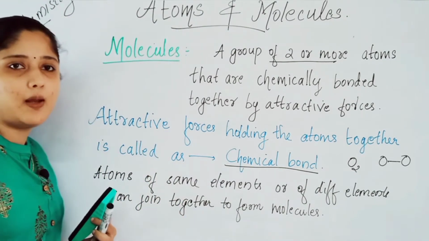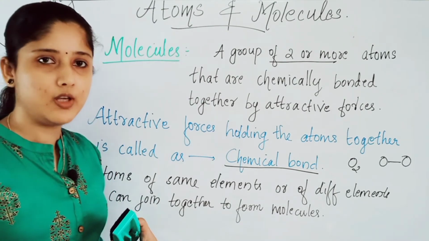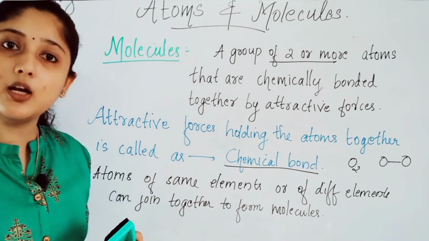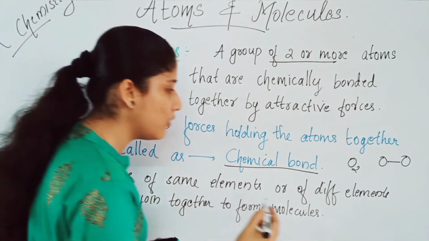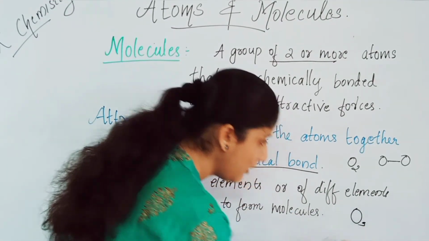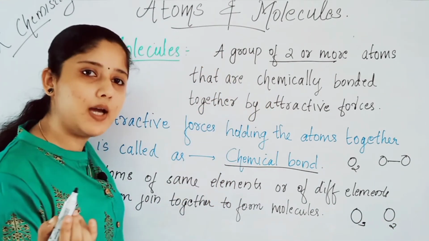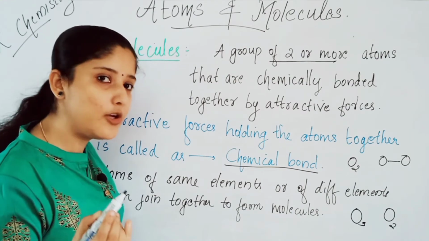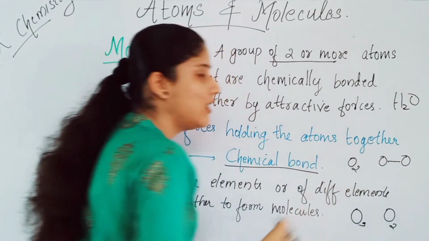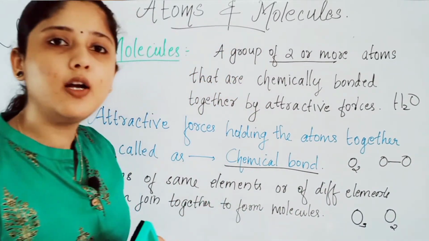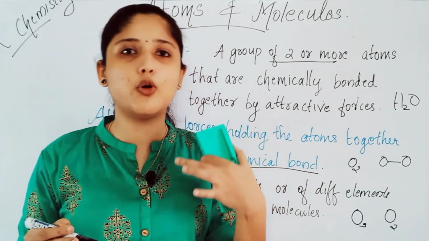Atoms of the same element or of different elements can combine together to form molecules. You already know that ozone is O3, or oxygen is what? O2. That is, same atoms are combined to form an oxygen molecule. But consider the case of water, H2O. There, two hydrogen atoms and one oxygen atom, all three combined together, form a molecule of water.